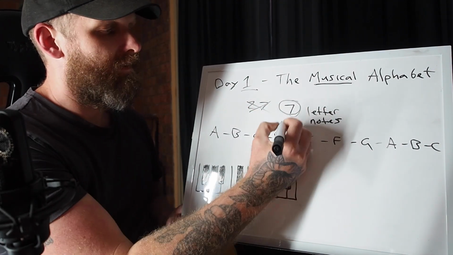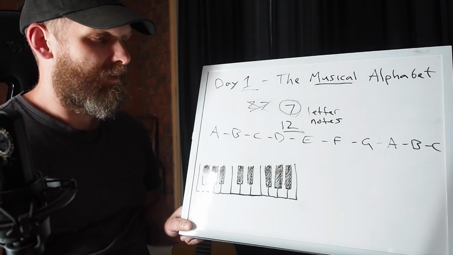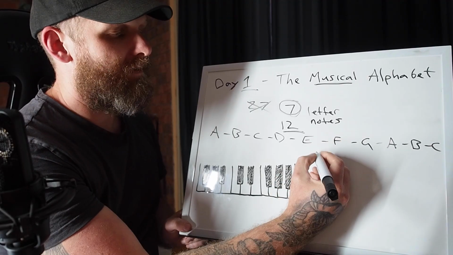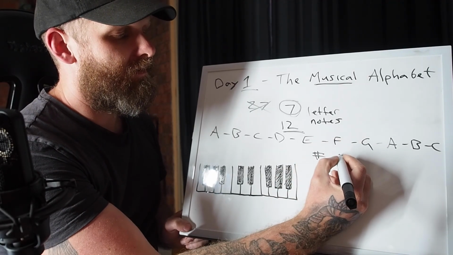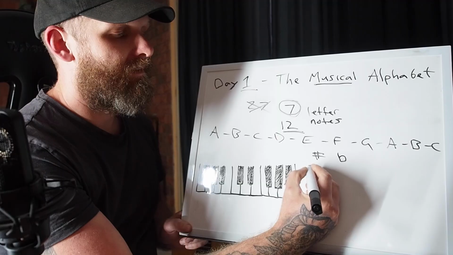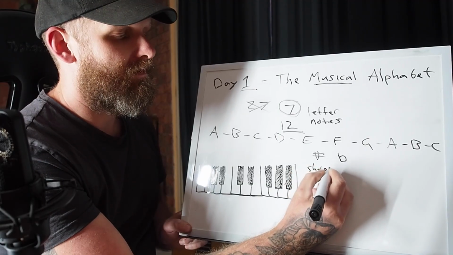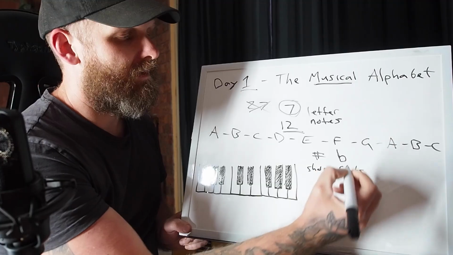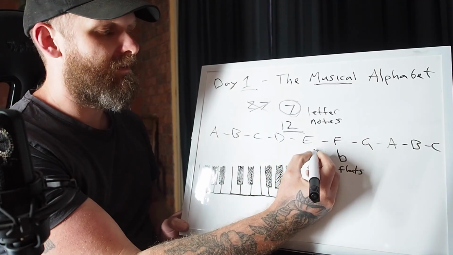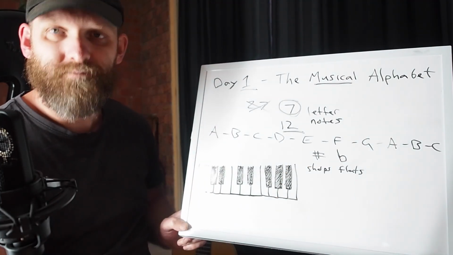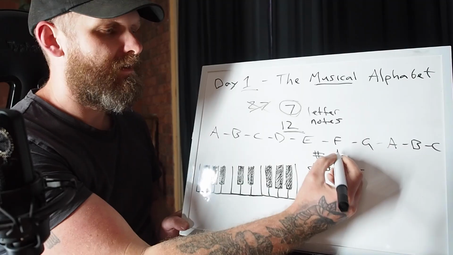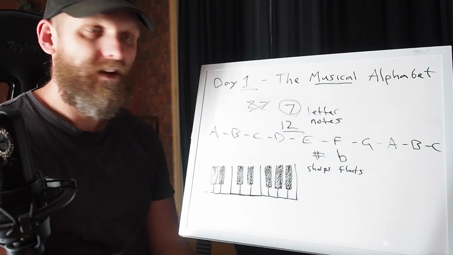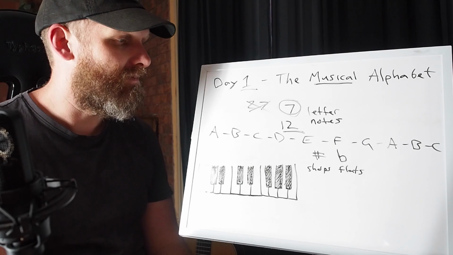Now, 12. Okay, this is where we come into sharps and flats. Sharps and flats. Okay, so a sharp looks like this little hashtag symbol. All right, a flat looks like a lowercase b or a 6. It's kind of tilted a little bit.